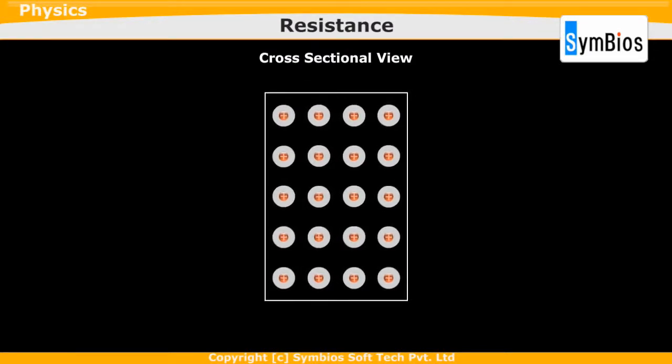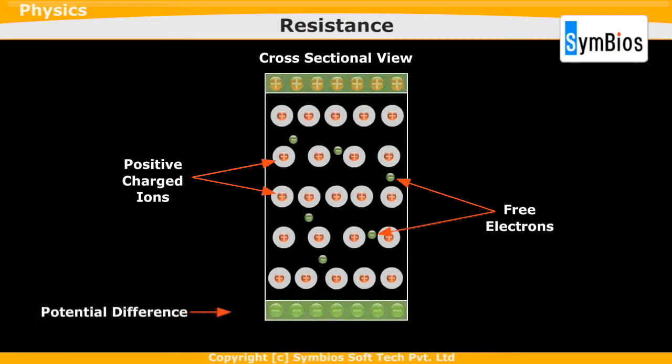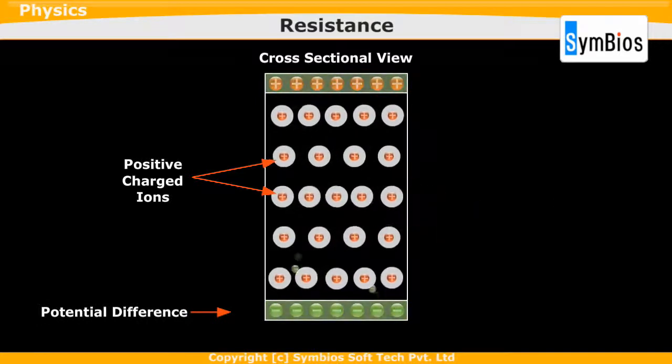Here, we can see the network of atoms that constitute the resistor. There is a network of positively charged ions which can vibrate. There are the free electrons which are capable of movement. When a potential difference is applied, these electrons move from one point to another. During this movement, they collide with the positive ions, causing them to vibrate more. This causes resistance.